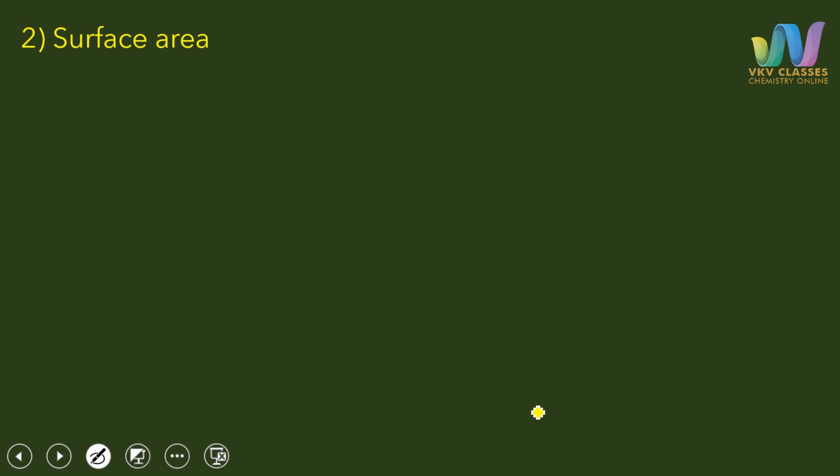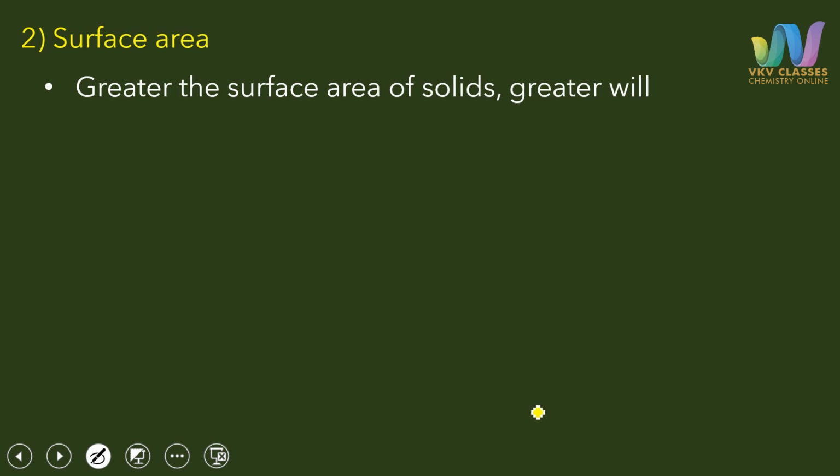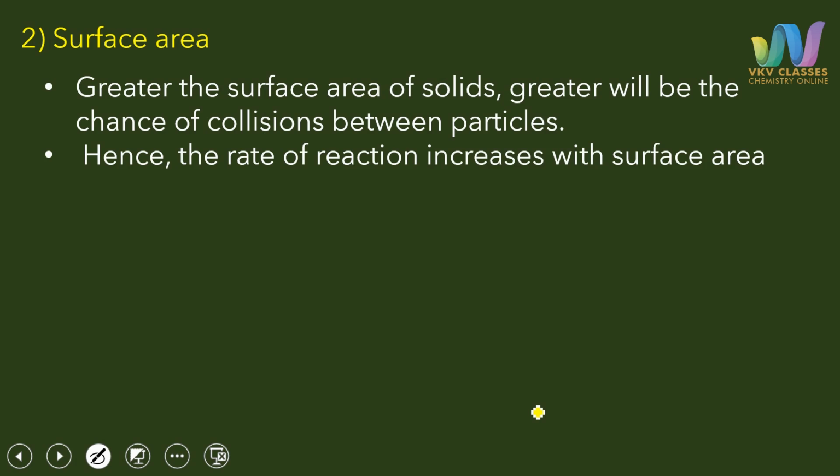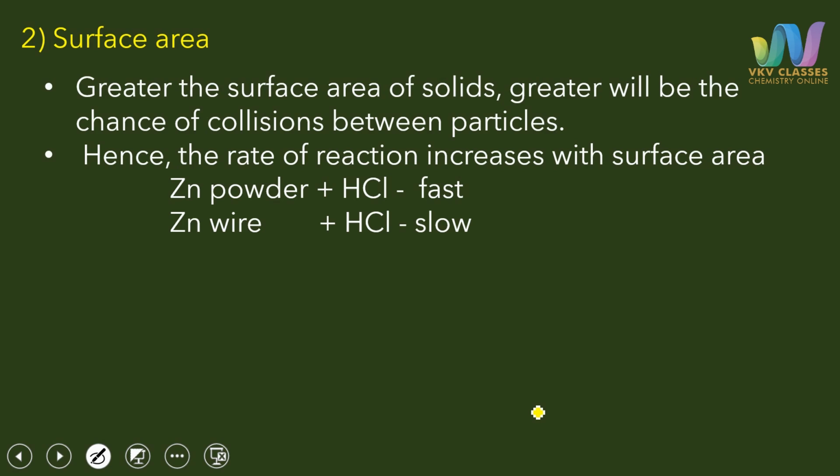Secondly, the factor deciding rate of reaction is the surface area. Greater the surface area of the solids, greater will be the chance of collision between the particles, and hence the reaction will be proceeding faster. So, reactions in which surface area is large will generally take place fast. For example, powdered zinc reacts with hydrochloric acid faster than zinc wire with hydrochloric acid.